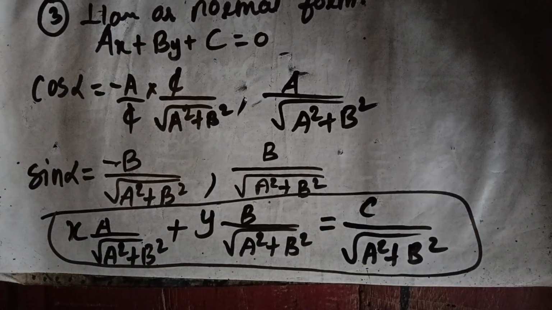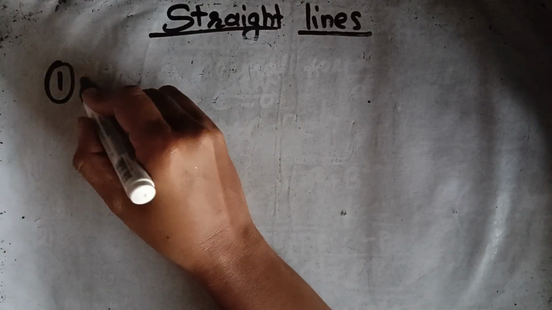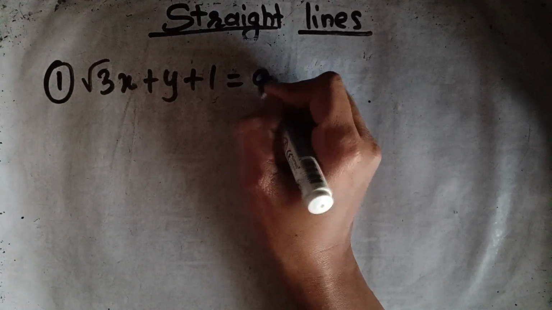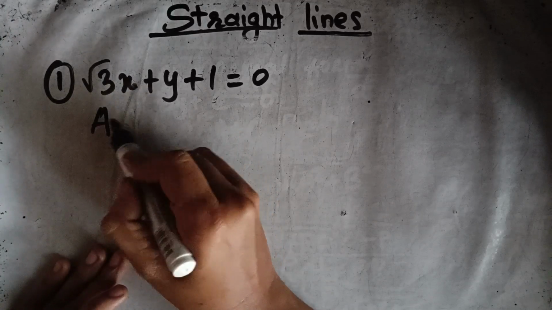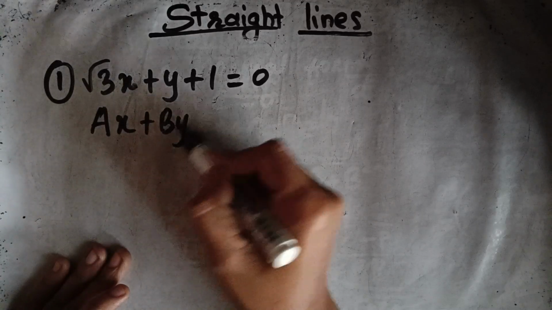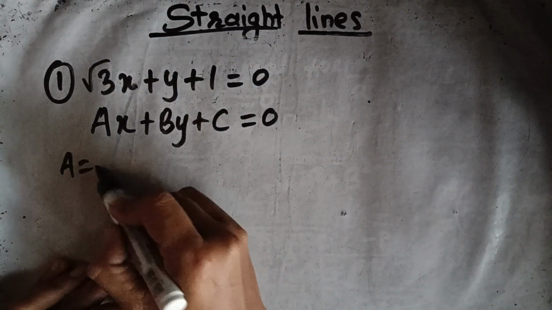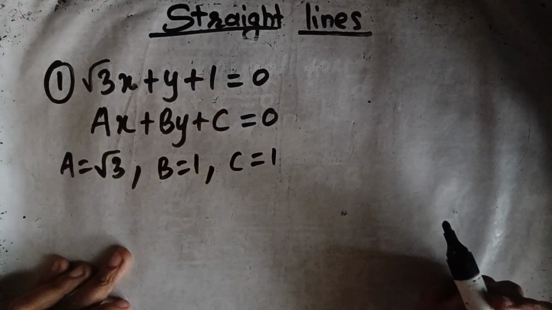Let's solve some examples. The question is to reduce the following equation into slope intercept form. The first question is given: root 3 x plus y plus 1 equal to 0. Now this is your general form ax plus by plus c equal to 0. What is a? Root 3. b is 1. c is 1.